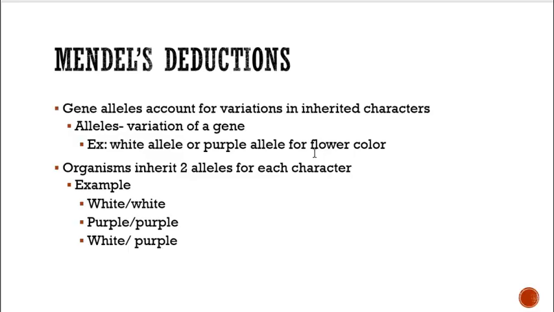There's usually a maternal and a paternal allele, right? You inherit one allele from mom, one allele from dad. So if we look at our example here, we've got an individual that could inherit two white alleles, one white from mom, one white from dad. The individual could inherit two purple alleles, one purple from mom, one purple from dad, or they could have inherited a white from mom and a purple from dad, or vice versa, white from dad, purple from mom. Doesn't matter. They've got one white allele and one purple allele. So there's different variations that can arise.